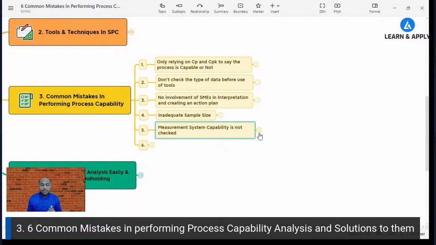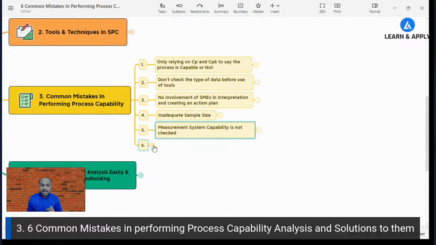It's not accurate. Now, if you draw conclusions based on this data, you might be in danger. That means you can call a capable process not capable, or a not capable process capable, because your measurement system is not capable, right? That's why it's very important that whatever measurement system we use for data collection to perform the capability analysis must be capable. In other words, the capability analysis must be done with data collected through a capable measurement instrument, a capable measurement system. This is the fifth common mistake, and this is the solution for it.